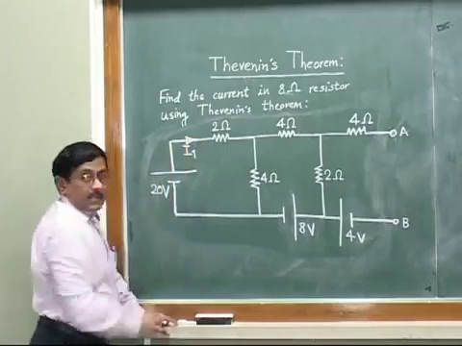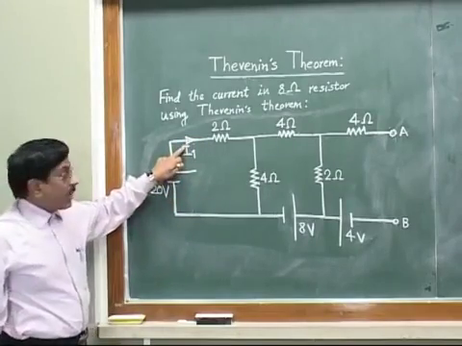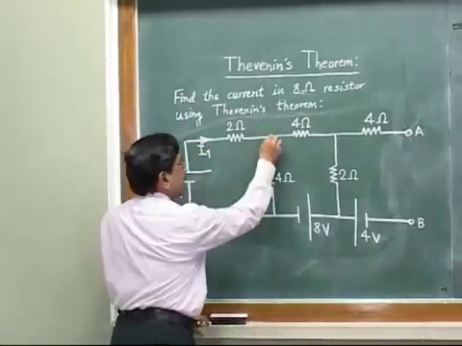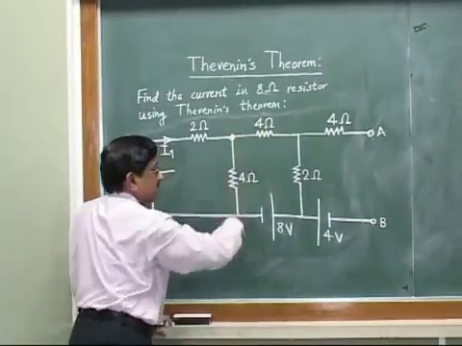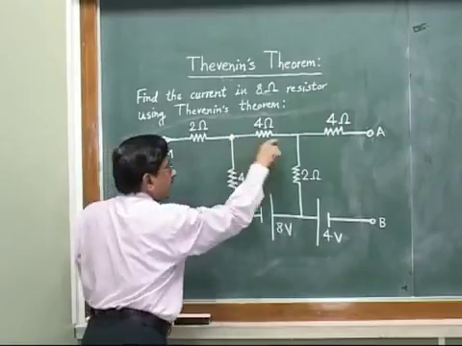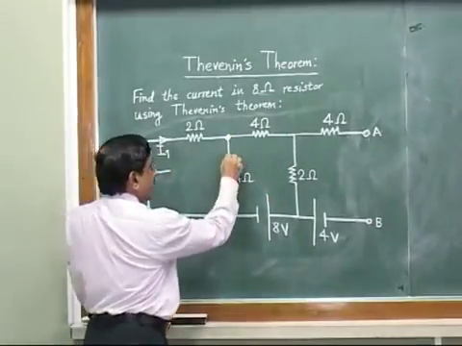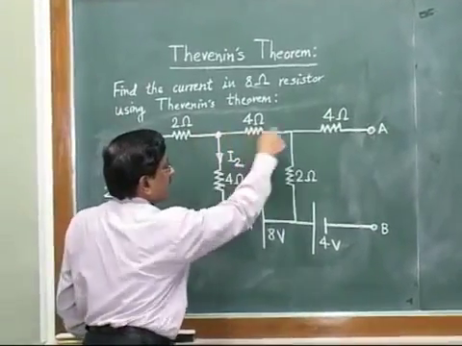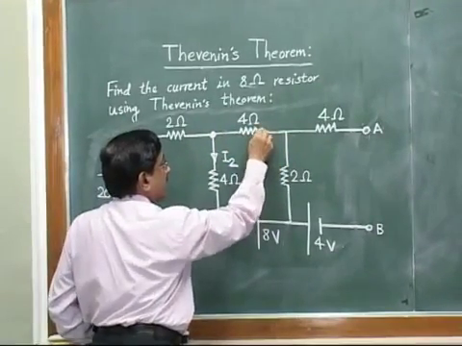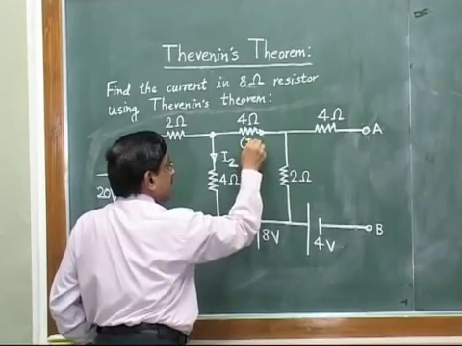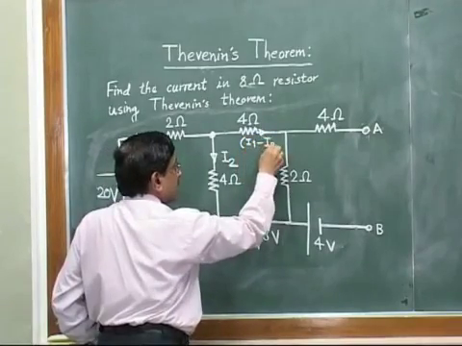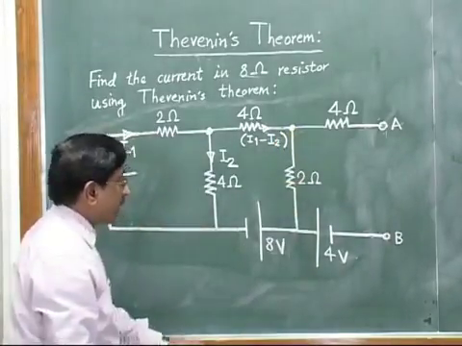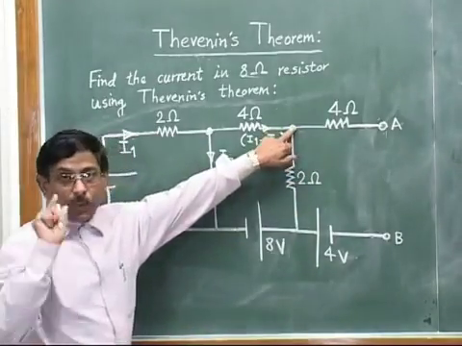So I start like this. Suppose I start the current distribution from this point. I1. Then it will reach here. Here there are two paths, in this 4 ohm and in this 4 ohm. Suppose we assume that this is I2 coming down. So what will be the current in this 4 ohm resistor? It will be I1 minus I2. Now see, this I1 minus I2 will reach up to this point.